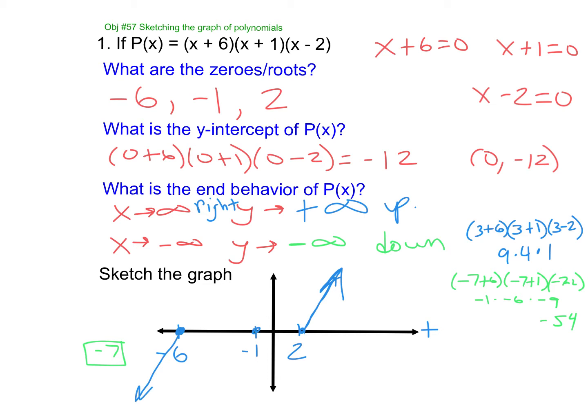Between -1 and -6, it's going to be positive. If we plug in, we can see that. So it's coming up, coming down. My y-intercept is -12, so it's going to come down to -12 and hit. So we come down and then around. So that's what my graph looks like.